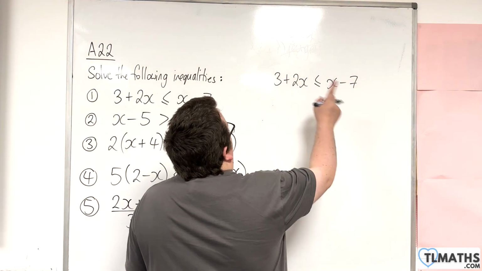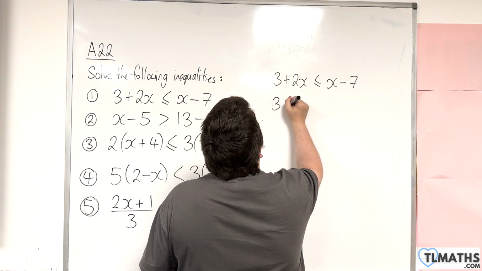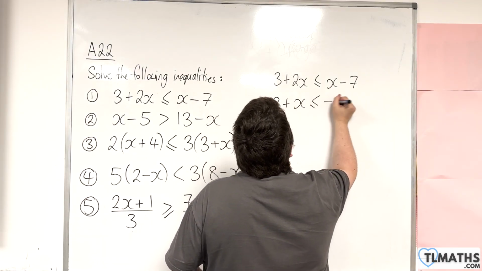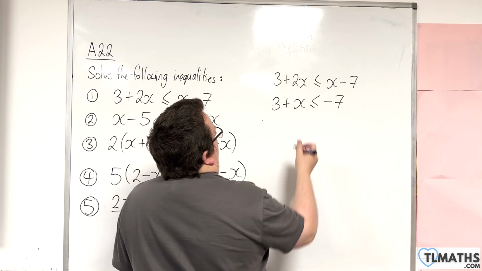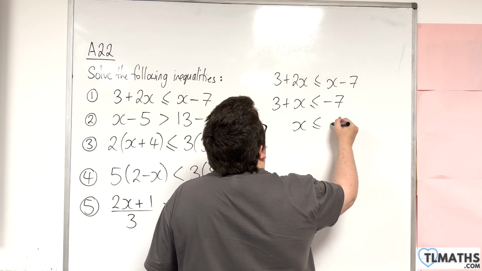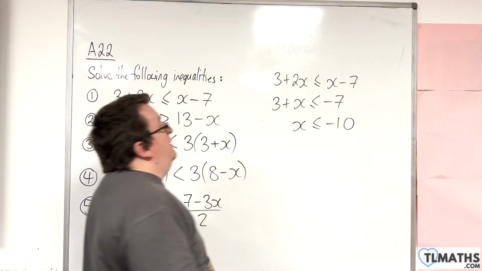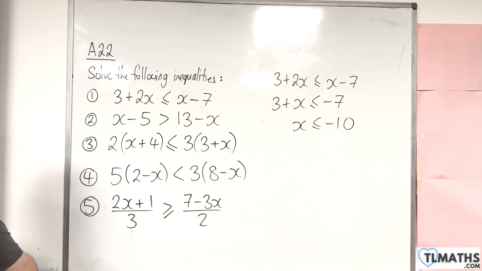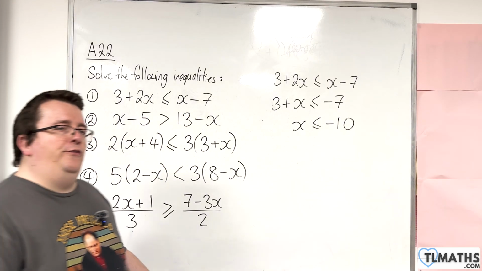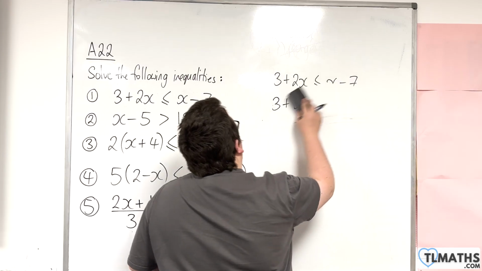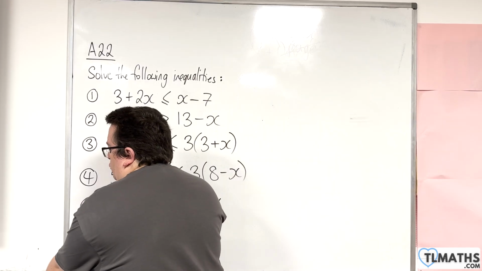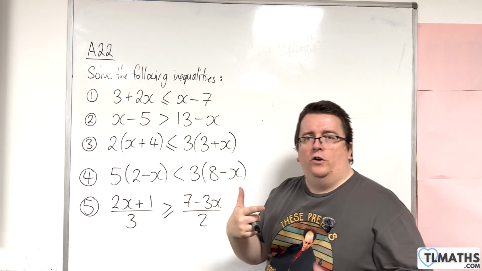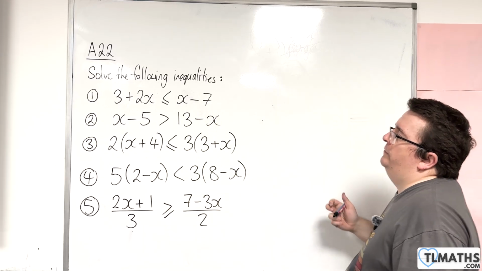So I'll subtract an x from both sides, okay? And then I could just subtract 3 from both sides. So x is going to be less than or equal to minus 10. And that's the answer to my first one, okay? So I'm trying to do it in as few steps as possible. If you end up taking an extra step just to reorganise yourself, that's perfectly fine.